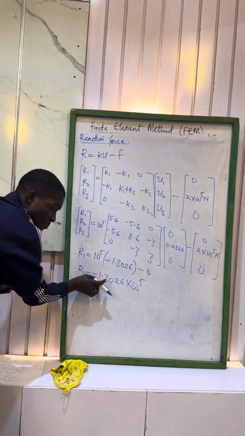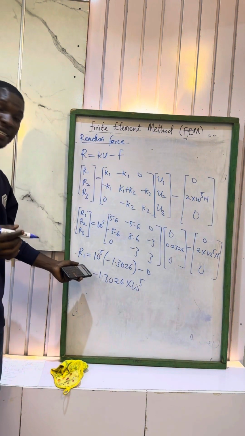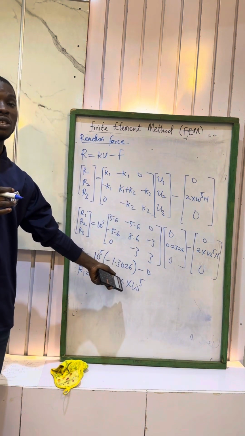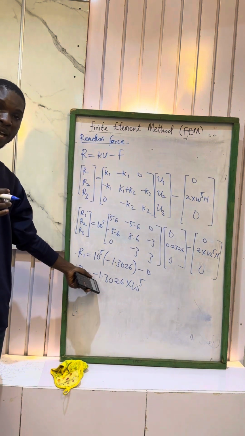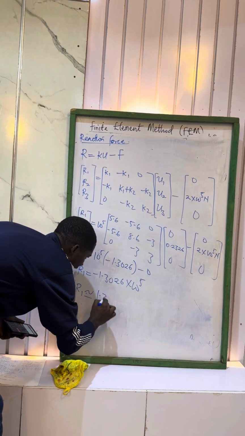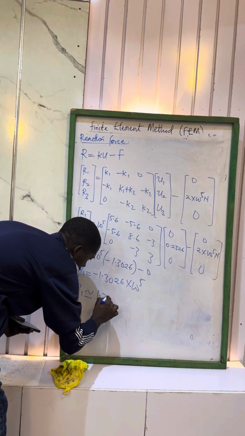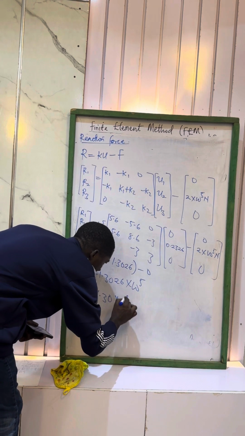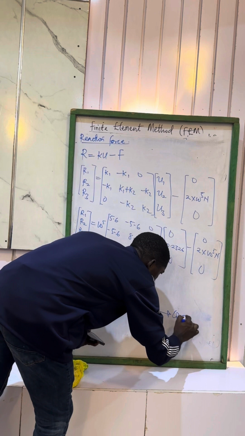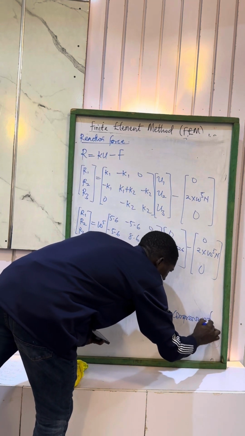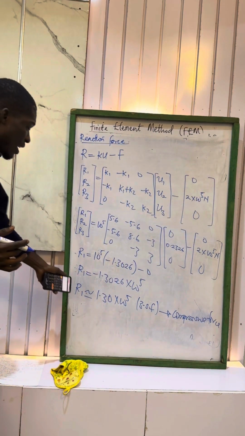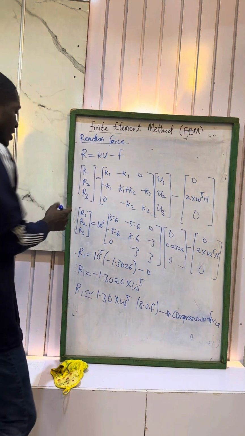Now, what is this telling us? Minus simply means that the reaction force on node 1 is compressive, because of the minus. So we can now say R1 approximately is minus 1.30 times 10 to the power 5. That is three significant figures, and we can tell them that this is compressive force, or we can just say compression. Any one you say is correct. So since that's what R1 is, compressive, now the next one is R2.